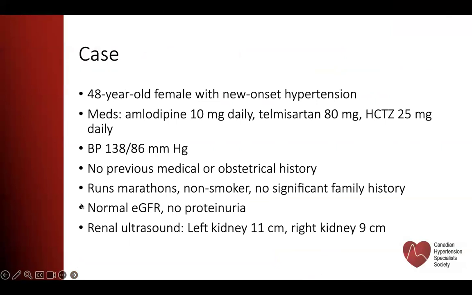I will start by presenting a case of a 48-year-old female with new onset hypertension. She had been followed periodically by her primary care physician, and it was clear that her hypertension had developed in the last 1 or 2 years. Her medications included amlodipine, 10 milligrams daily, telmisartan, 80 milligrams daily, and hydrochlorothiazide, 25 milligrams daily. Her blood pressure, despite these 3 medications, was still a bit above target at 138/86 millimeters of mercury.